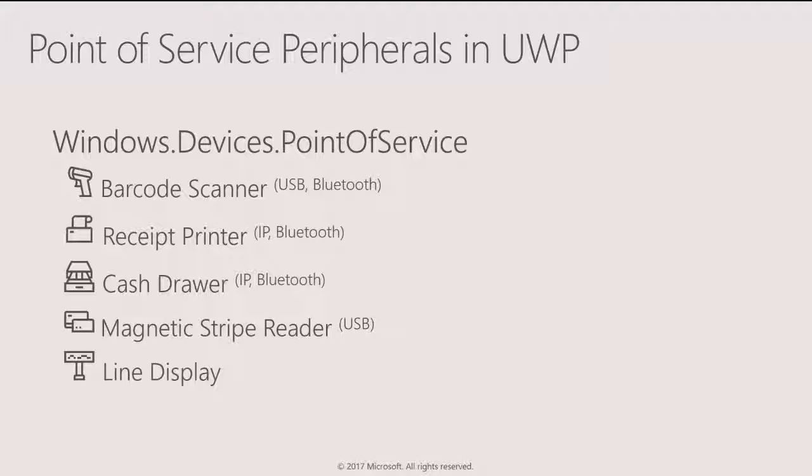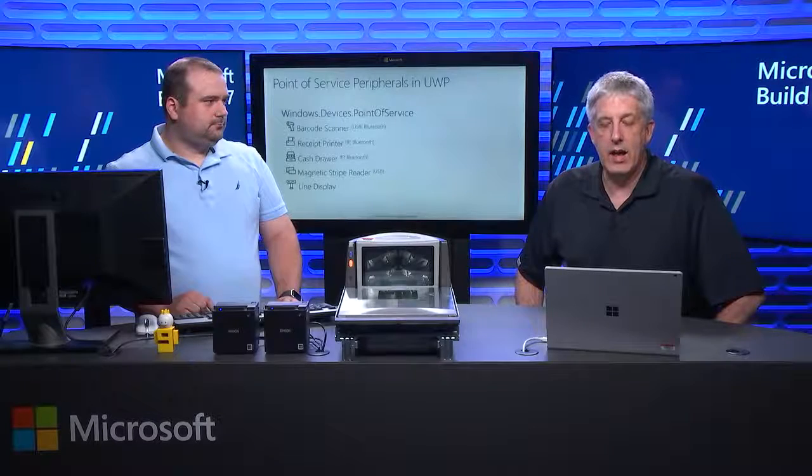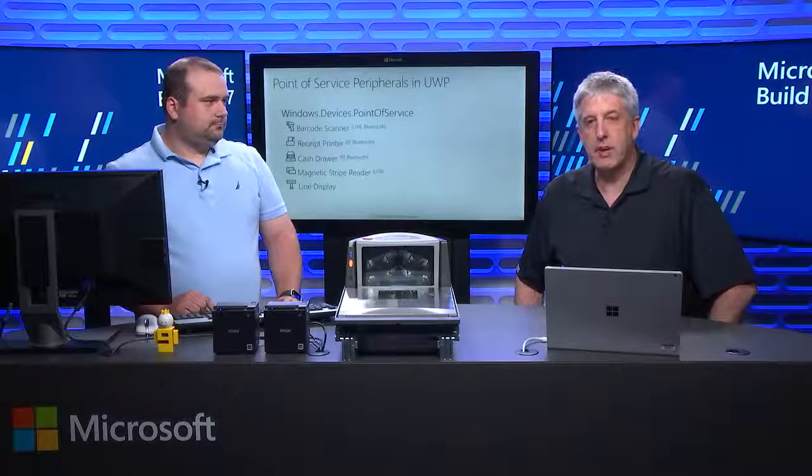Barcode Scanner supports USB scanners configured in HID POS scanner mode, as well as Bluetooth scanners configured as Simple Serial Interface. Receipt printer and cash drawer both support IP and Bluetooth attached devices through ESC/POS simulation. Magnetic stripe reader supports USB devices from IDTech and MagTek. And finally, line display is new to the Creators Update and relies on OPOS service objects, but I'll get to that in a second.